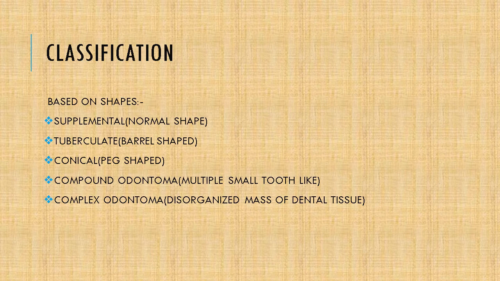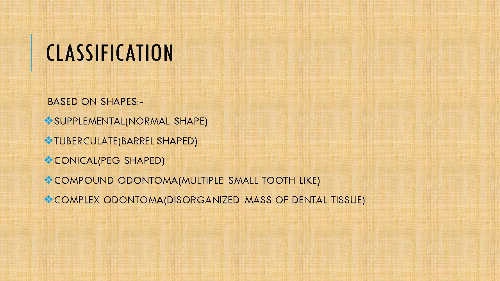The second type is tuberculate. Tuberculate basically means an extra tooth with a barrel shape. Its shape is like a barrel. Then after that you have conical, which is peg shaped. This is mostly seen in the lateral incisor of the maxilla. Most commonly, you also call it a peg lateral.